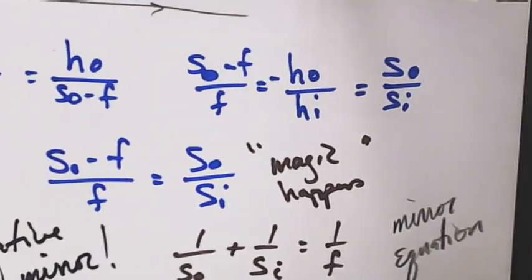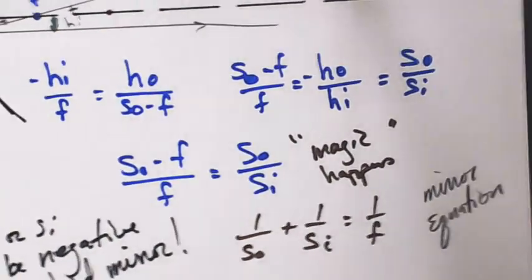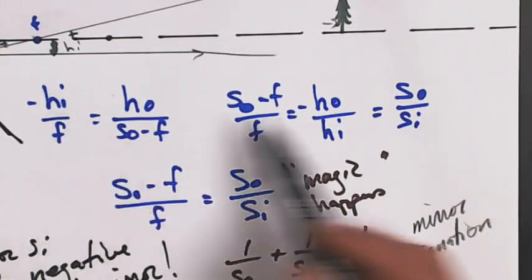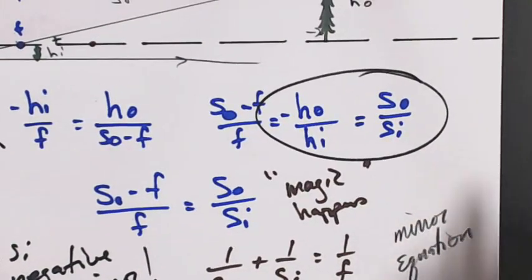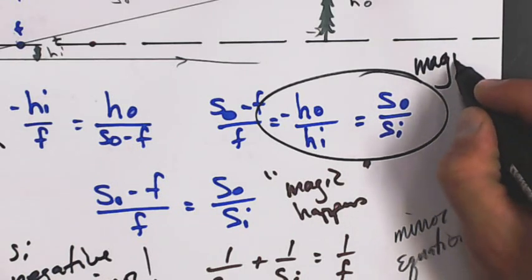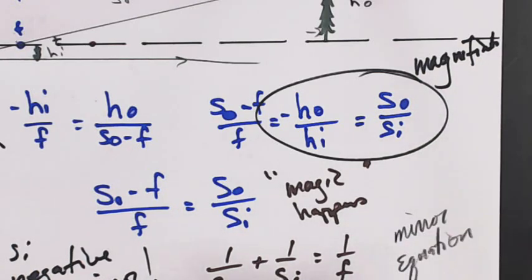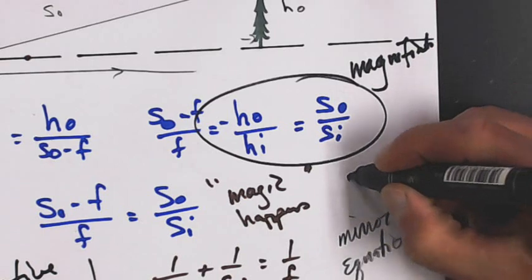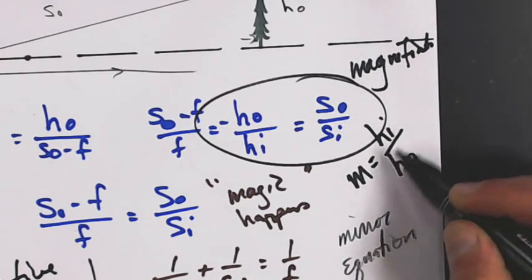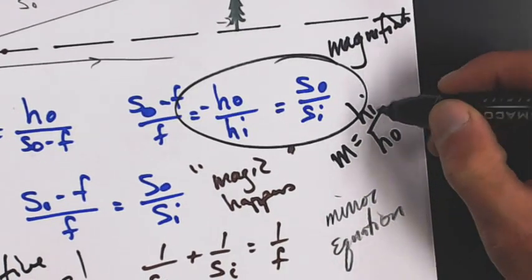A quick side note. Let me slide this up so we can get some more room. This is also known as the magnification equation. I ran out of space. So the magnification, M, is height of the image over height of the object. Notice that negative sign is not there because negative magnifications mean it's upside down.